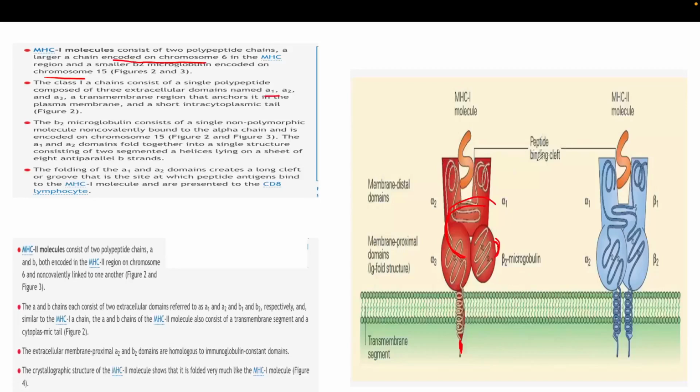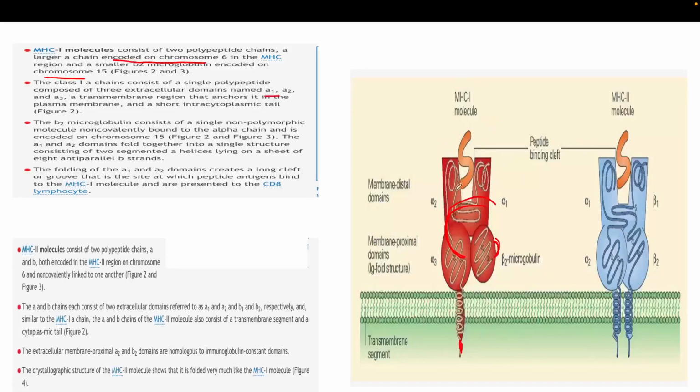This is the peptide binding cleft, which is made by the alpha 1 and alpha 2 in case of the MHC1 molecule, that you have to remember. This alpha 1 and alpha 2 is the antigen binding site or antigen binding domain in case of the MHC1 molecule. And this region, alpha 2 and alpha 1, is highly polymorphic in case of the MHC1 molecule.